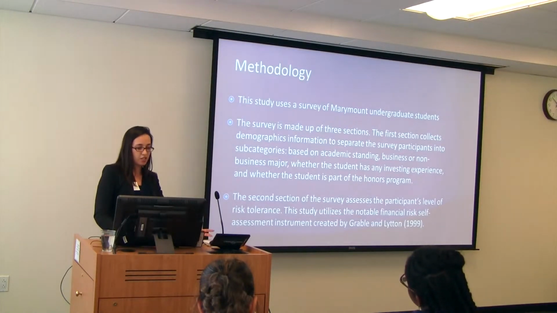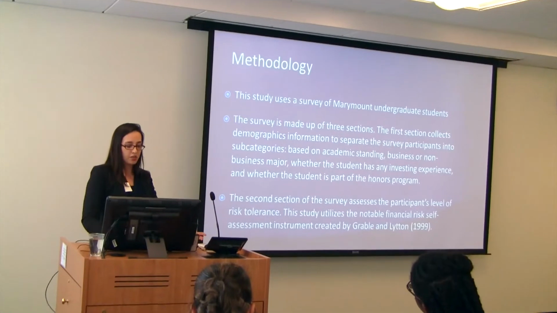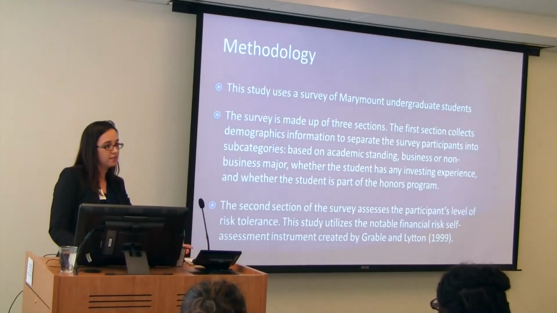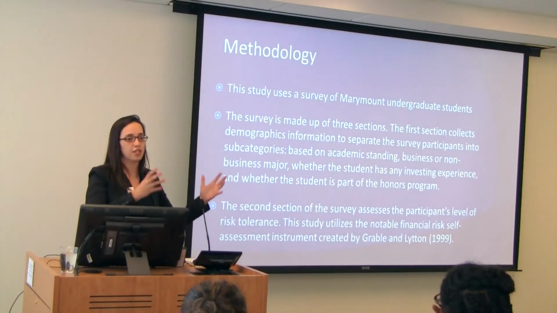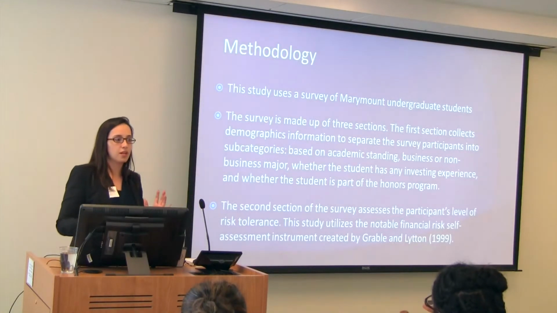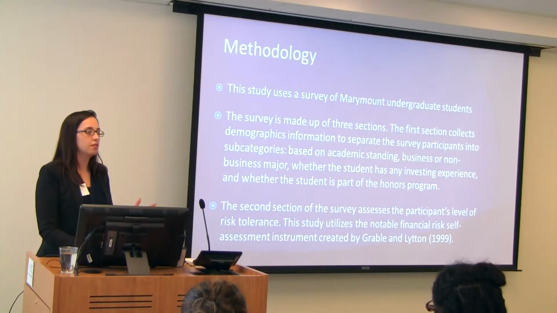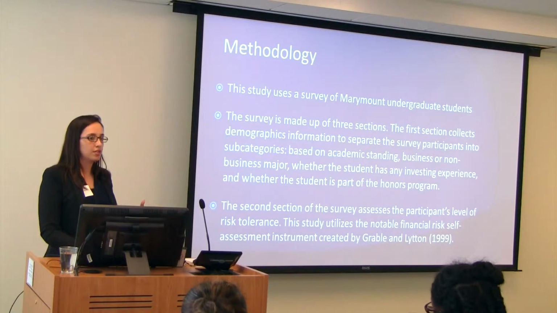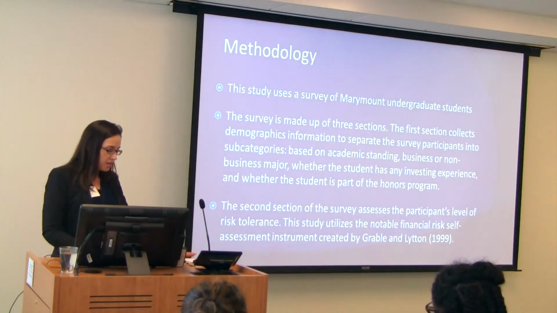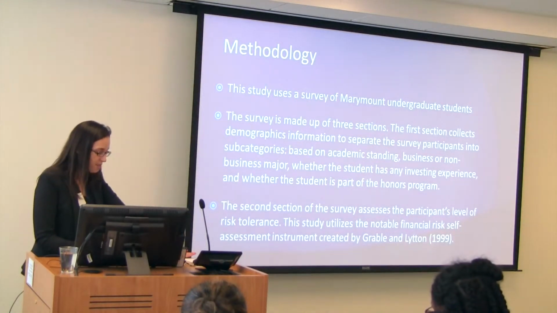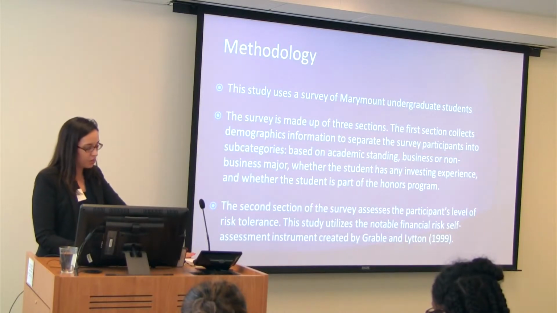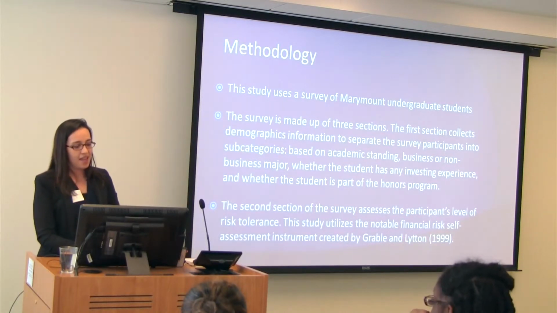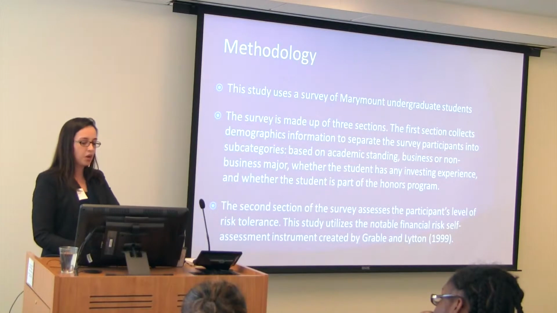And then the second section of the survey was actually to assess the participants' risk tolerance. So first section, just get demographics, what are they? Second section was, where do they fit, giving their own risk tolerance. So they took the survey. It is cited in over 120 studies as a multidimensional financial risk instrument. And that's the second part of the survey.